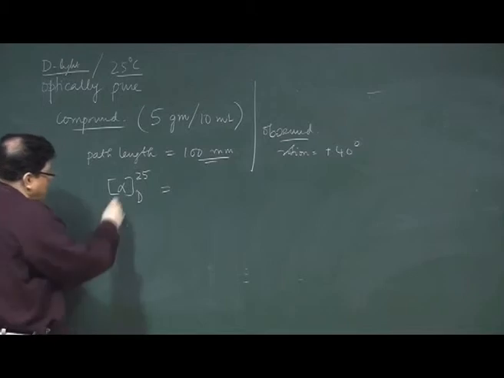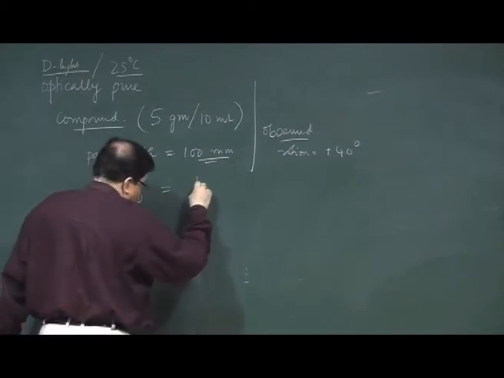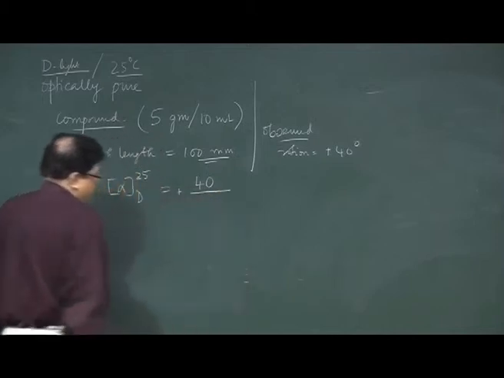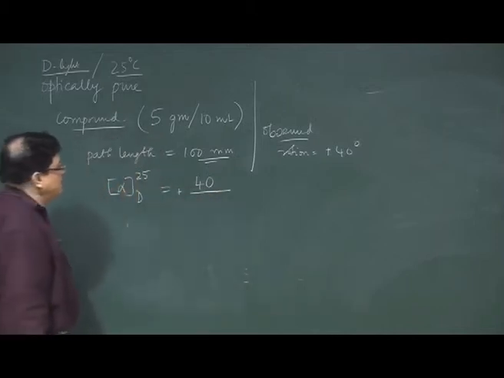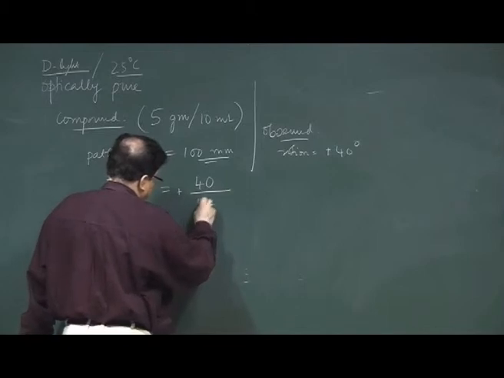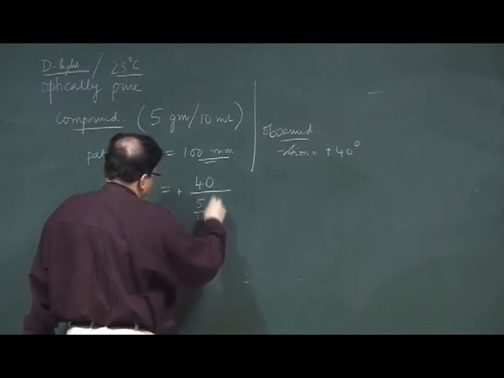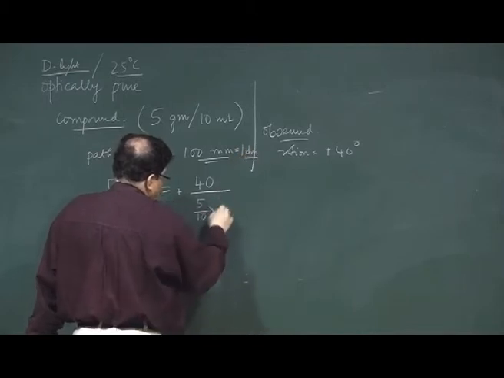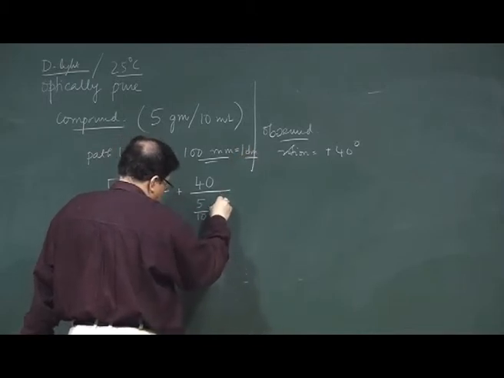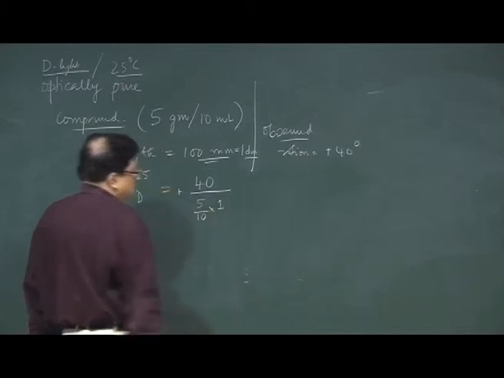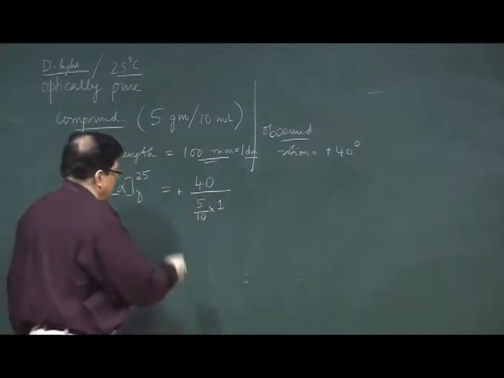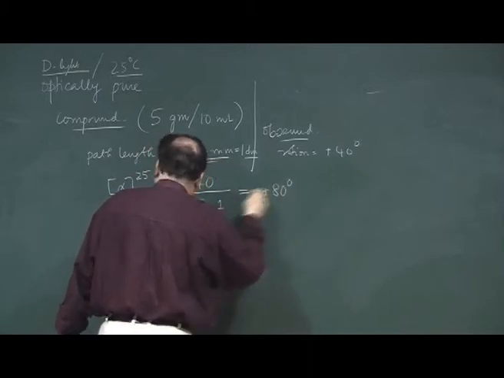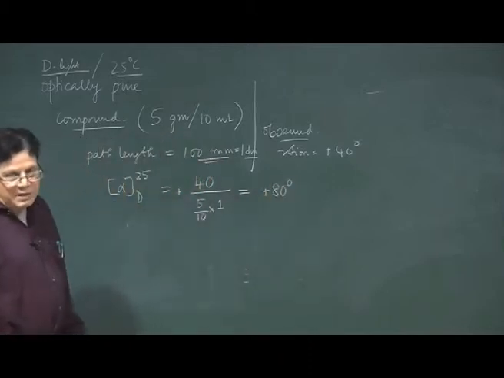So, then what will be alpha D? It will be alpha, that means 40, you put the sign plus, it is a dextrorotatory compound, and then divided by 5/10 into 100 millimeter is equal to 1 decimeter. Since the unit of path length is decimeter, this is 1 decimeter. If you do that, it will come as plus 80 degree. So, the alpha D for this compound is plus 80 degree.